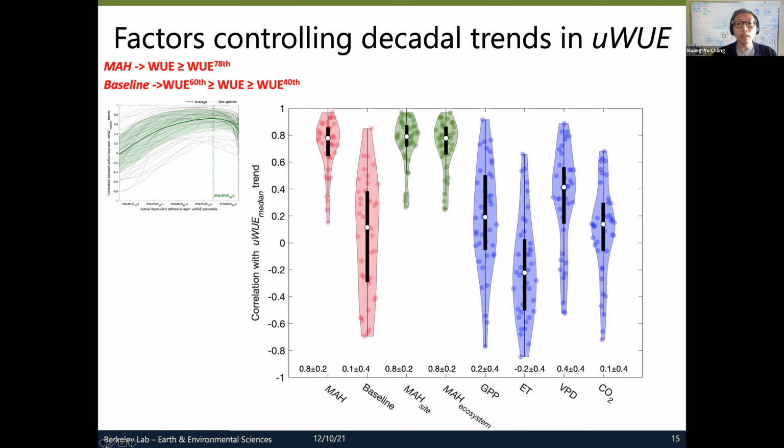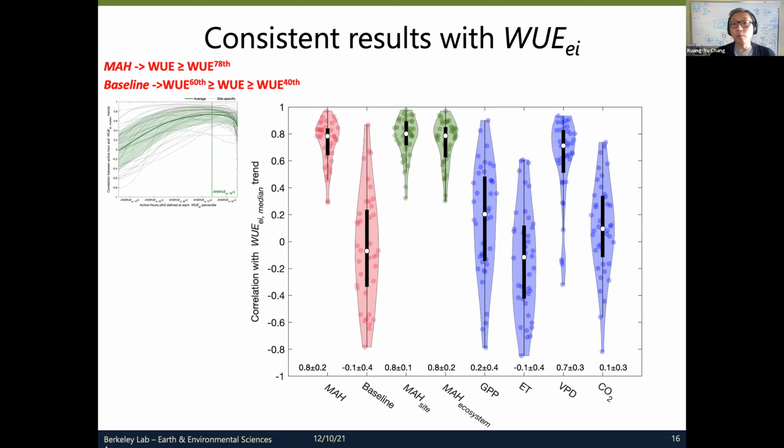Implementing site or ecosystem-specific water use efficiency thresholds for MAH calculation, as shown in the green violin plots, does not necessarily improve the MAH predictability on decadal water use efficiency trends, as shown in the pink violin plot on the left, supporting our use of a fixed water use efficiency percentile to quantify MAH. And consistent results were found with interior water use efficiency, as well as using summer-only measurements.